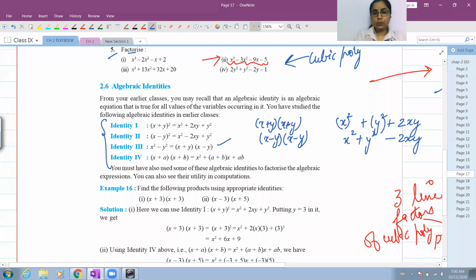Then the last one is where you have the product of two binomials involving the same first term, and the second terms change their signs, and this is how you expand it. You will have the square of the common term plus the sum of the non-common terms multiplied with your common term plus the product of non-common terms. Now, if you have learned it this way, fine.